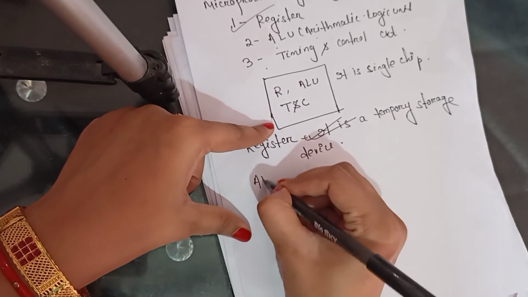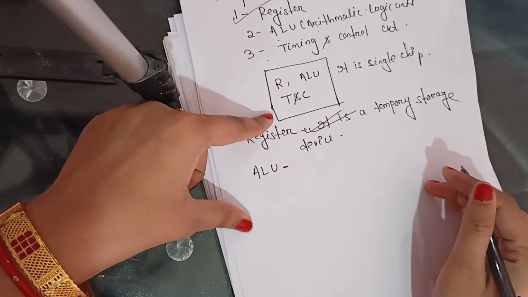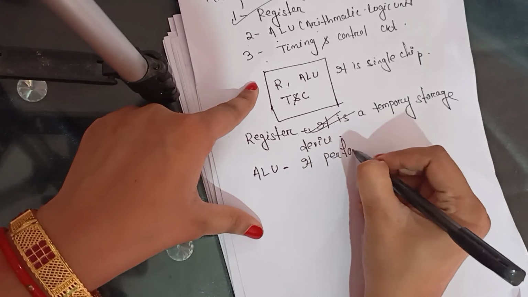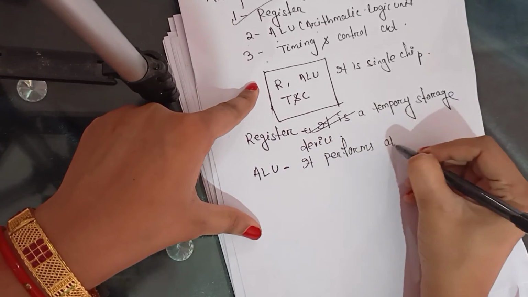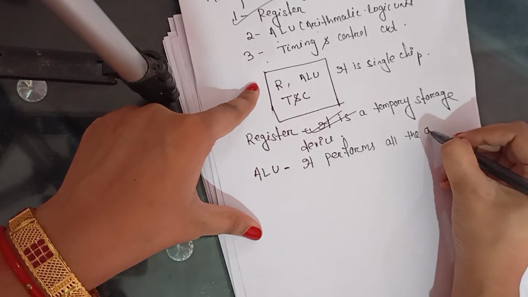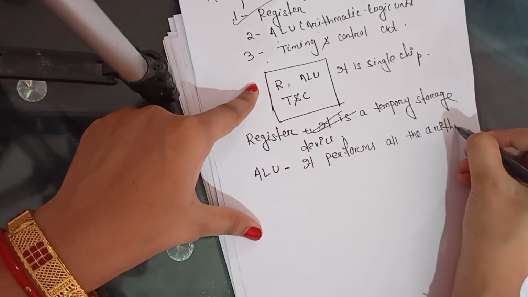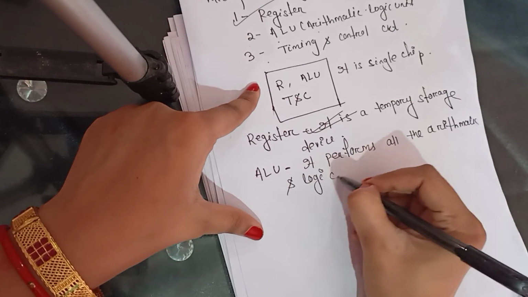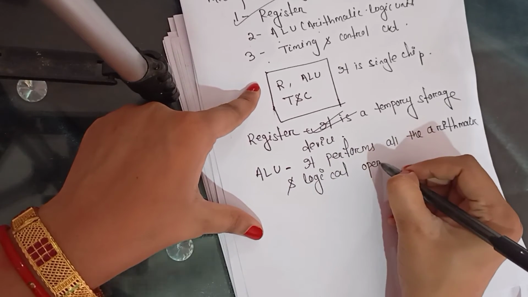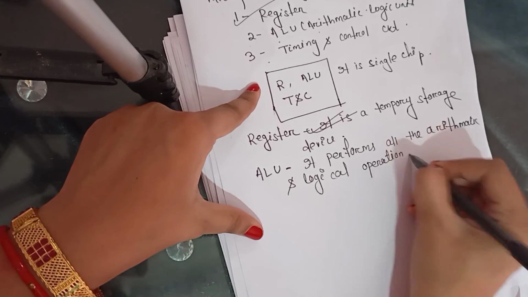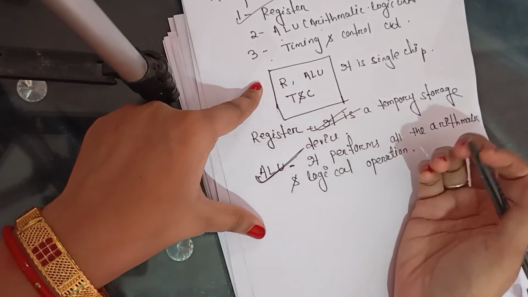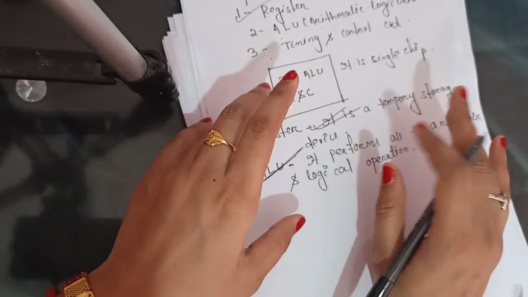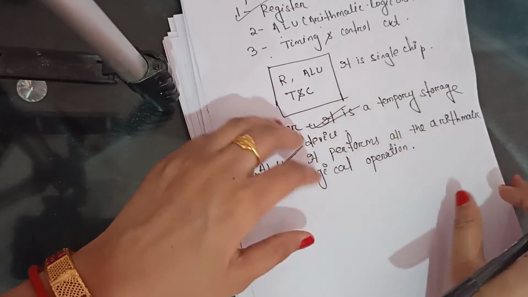Then your ALU, arithmetic logic unit. It performs all the arithmetic and logical operations. It means what? In the ALU, it performs all the arithmetic and logical operations. It means all the mathematical operations can be executed here.